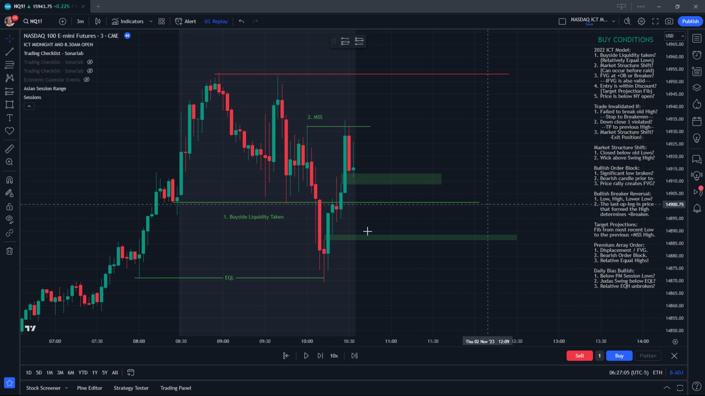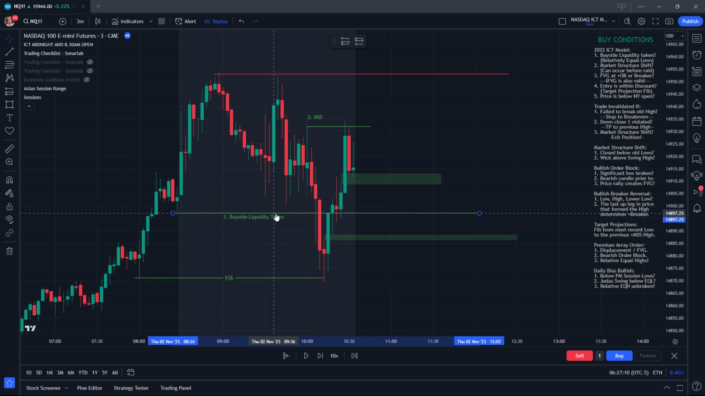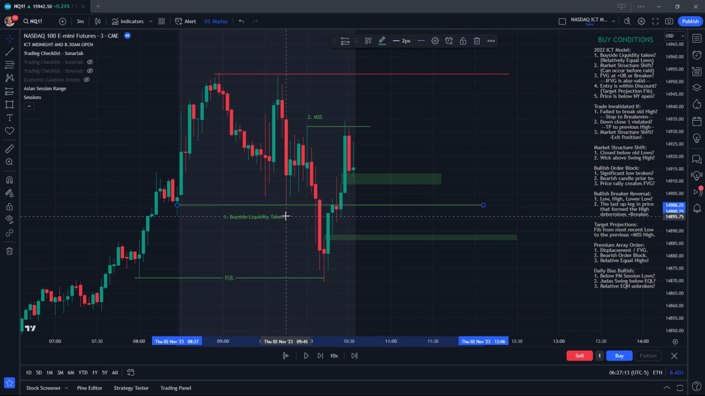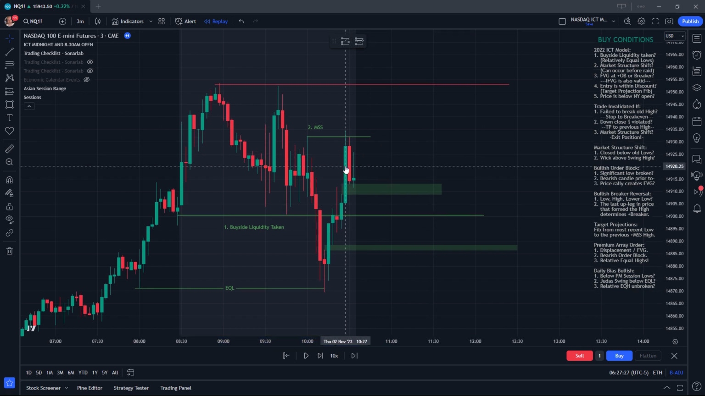Okay, an order block needs a significant low to be broken, which would be here. Yeah, that's our liquidity, so that's a significant low being broken. Then the last series of down close candles, or a candle prior to a rally that creates a fair value gap. So this looks like our price rally here that's creating fair value gaps, and this is the series of down close candles here before that rally, and we're using the open of the first of them.